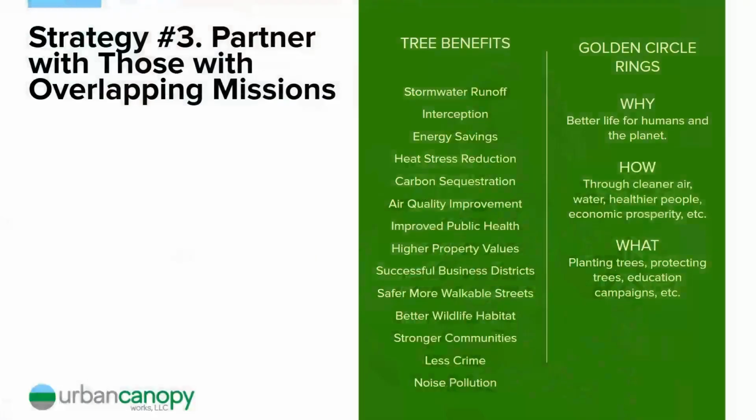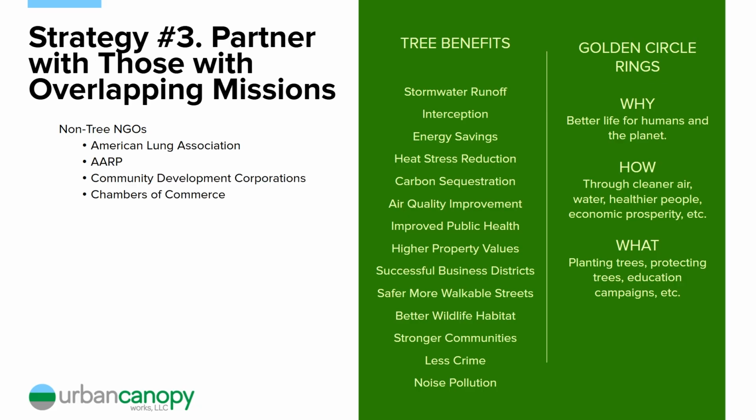Partnering, we talked a little bit about this yesterday. When you're talking about partnering with organizations or entities in your community, I find it helpful to find those who have overlapping missions. The way I do it is to put up two lists: a list of benefits that trees provide, and the golden circle again, the why, the what, and the how. And go back to who else is also interested in stormwater runoff? Who else is also interested in energy savings or heat reduction?